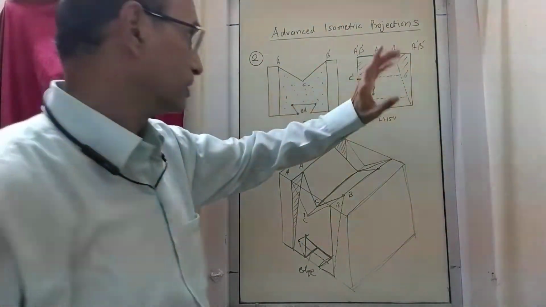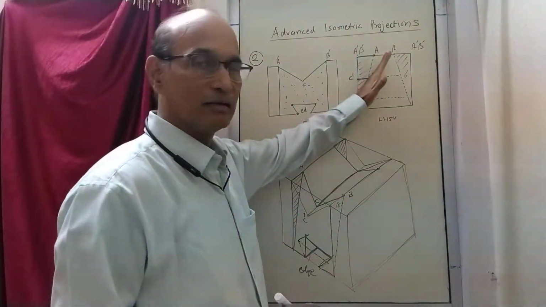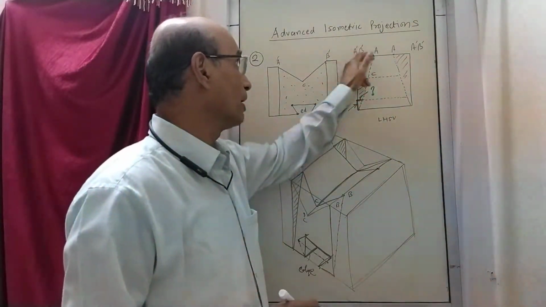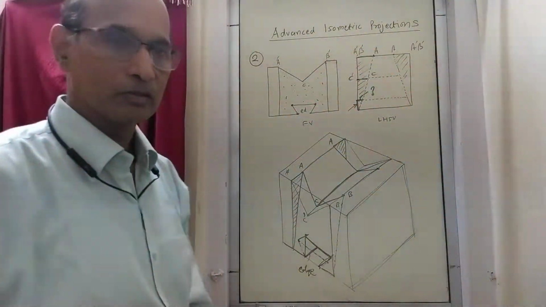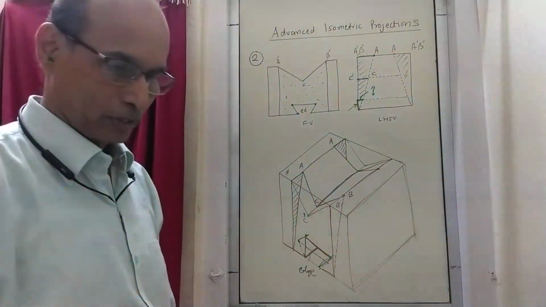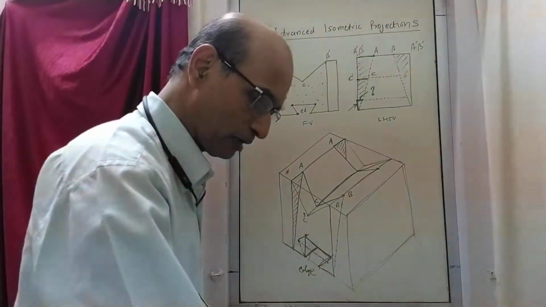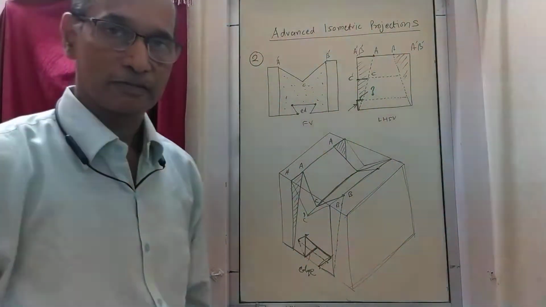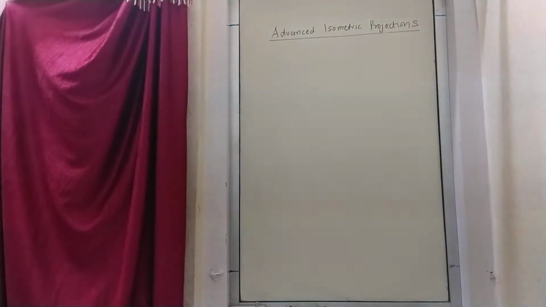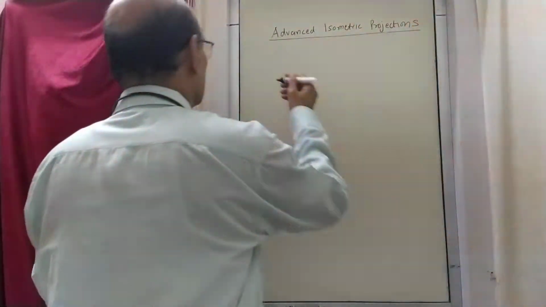Only what you have to remember is the plane is taken inside and you have to take the distances of corresponding points inside by the required amount. So accordingly this plane is taken inside and the figure is drawn. Okay, so make a good note of this and we will take up another exercise. Now let's take the next problem.